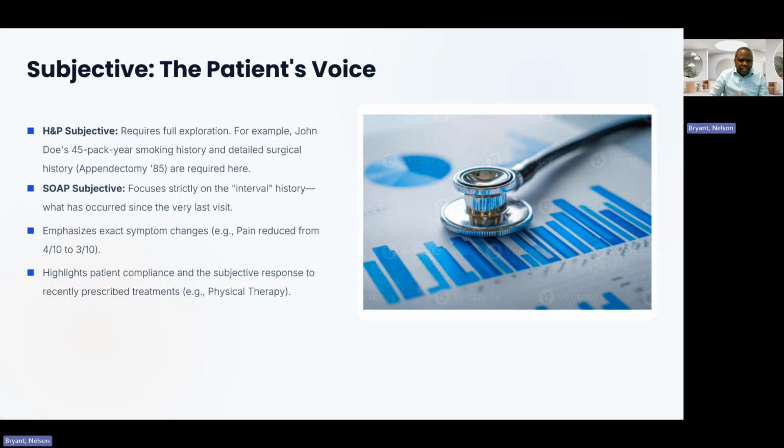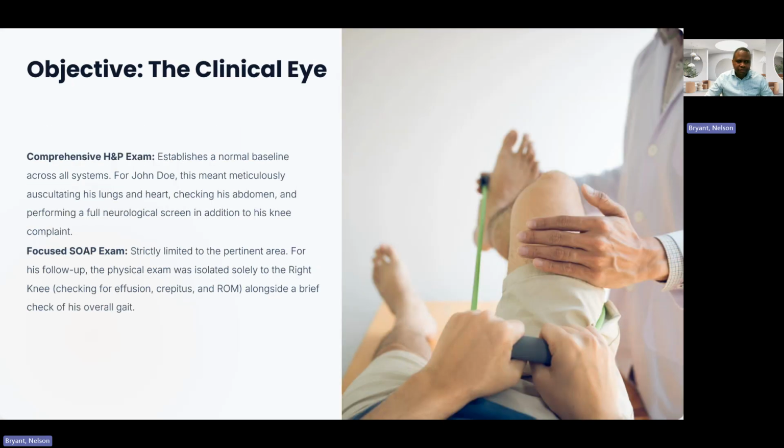So what do we put in the subjective? In this section for H&P, you have to do a deep dive into the past medical history, social history, and family history. In our John Doe case, for example, we needed to know his 45 pack-year smoking history. In the sub-note or in the focused assessment, we only need to update what might have changed. Is he, for example, still smoking, or did they stop smoking? If they do, how many cigarettes do they smoke every day?